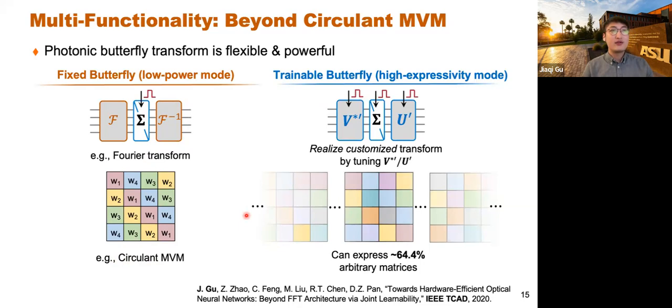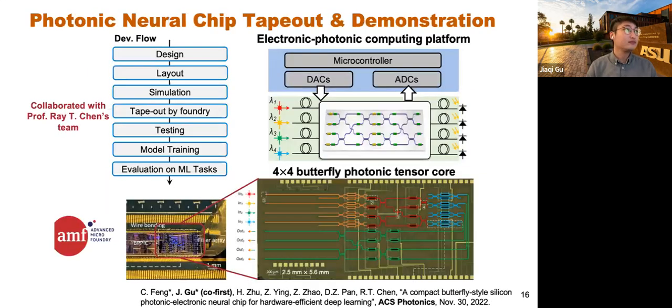And if you want to have higher power and higher expressivity, you can jointly tune the U, sigma, V, all the matrices together, right? Then you can realize and customize unitary transformations beyond the Fourier transform and Hadamard transform, and you can express arbitrary matrices approximately with 64% fidelity, and this already gives you a very large degree of freedom to implement different matrices in your network.